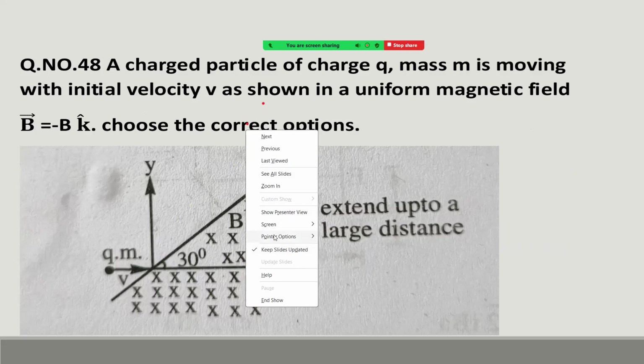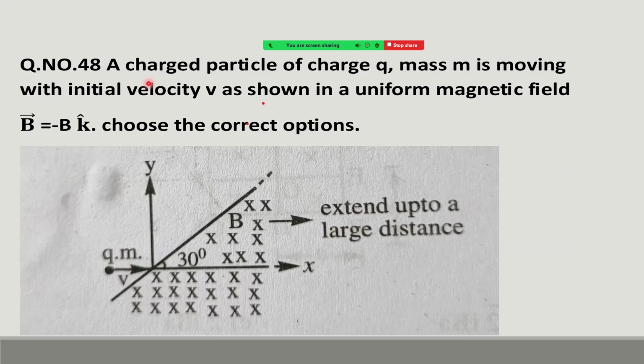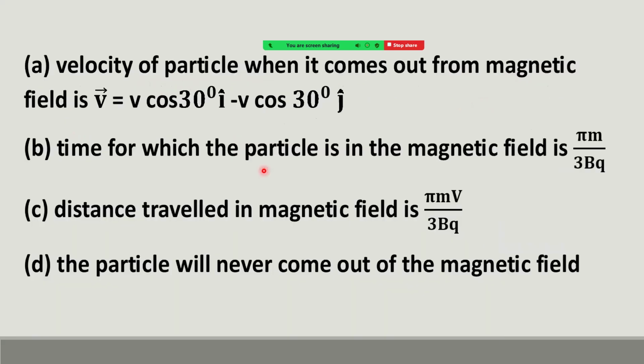Let's see the question given. A charged particle of charge Q, mass M is moving with initial velocity V as shown in a uniform magnetic field minus B K cap. The given direction of the field is along negative z direction. So we have to choose now correct options.